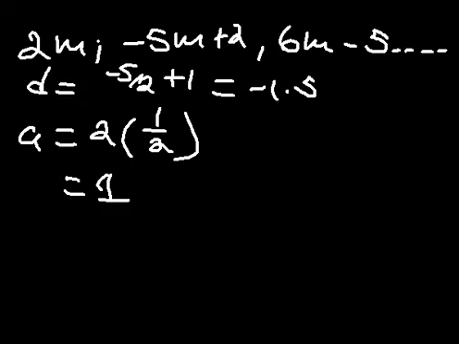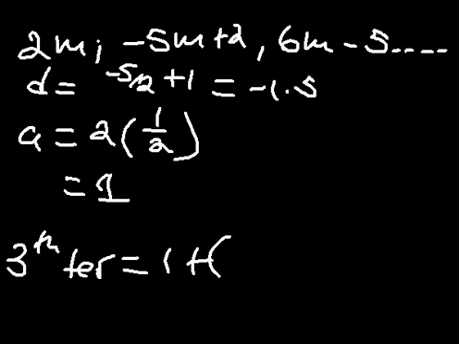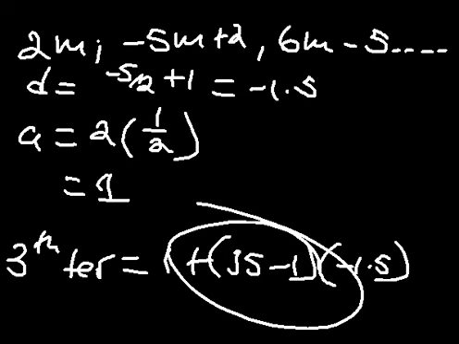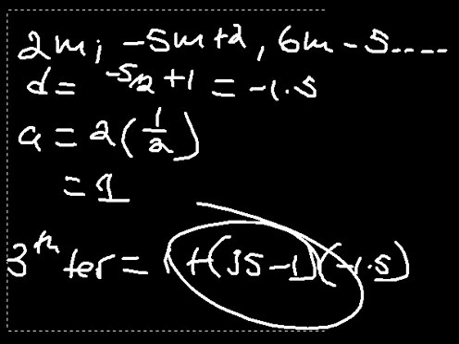So what we need is the 35th term. The 35th term will be given as the first term, which is 1, plus the number of terms 35 minus 1 times the common difference, which is negative 1.5. You'll be able to get the answer in that way. So take note of that.